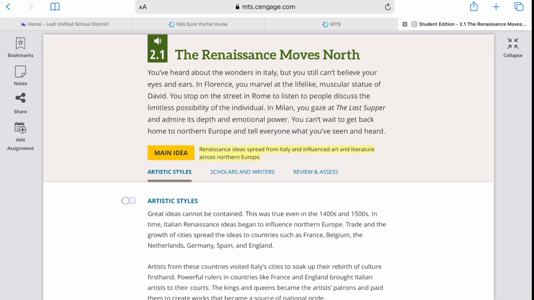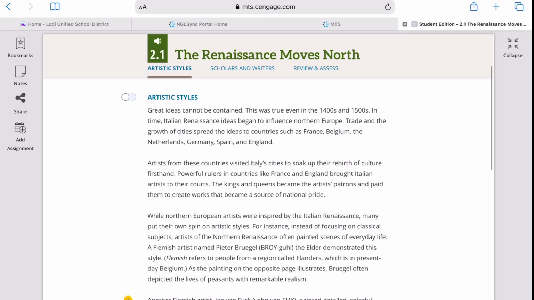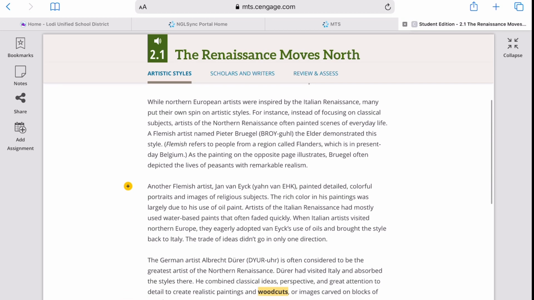After the collapse or near collapse of the feudal system, trade and growth of cities spread the ideas to countries such as France, Belgium, the Netherlands, Germany, Spain, and England. Also, powerful rulers like kings in countries like France and England brought Italian artists to their courts. So these kings and queens became patrons of art, if you can still remember, those who sponsored these artists to create masterpieces. So it is more of an influence rather than just straight-up copying whatever was available from the Italian cities during this time.